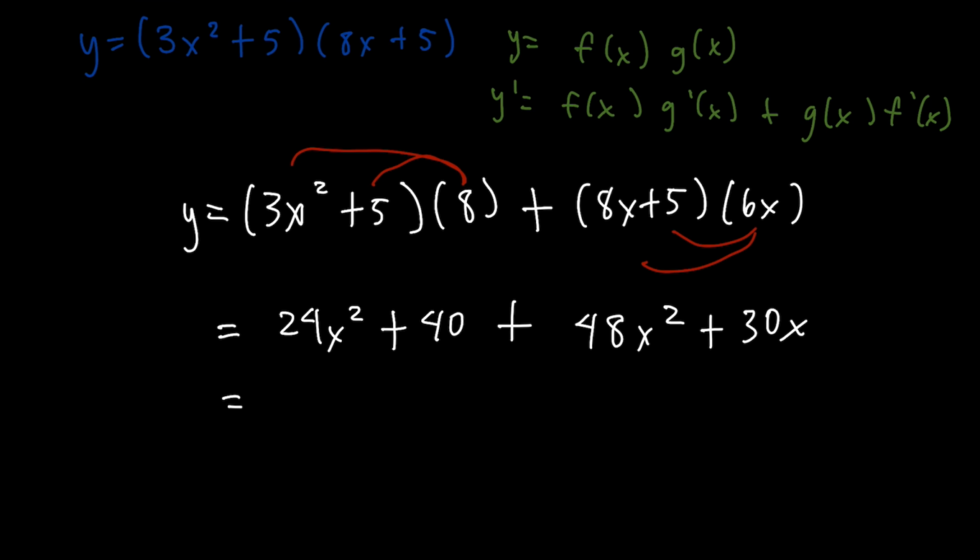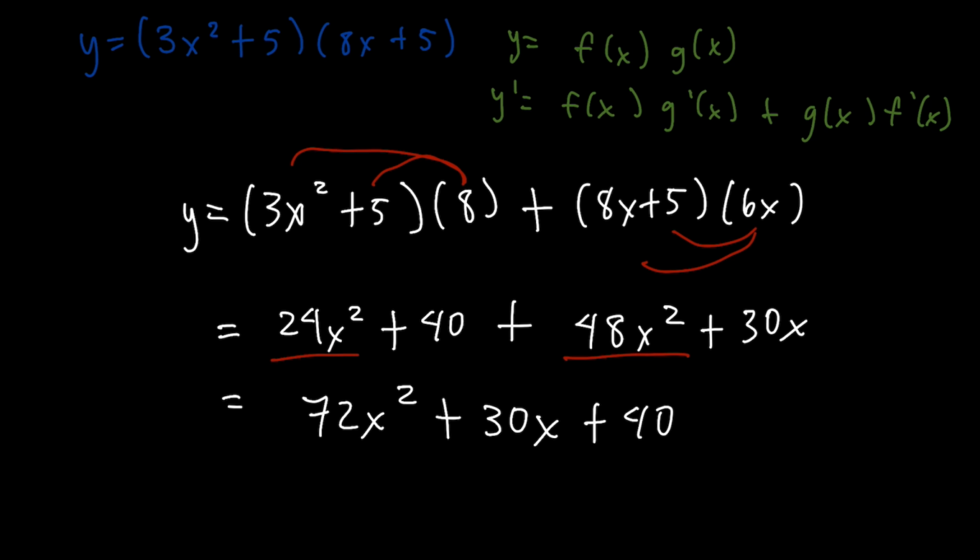Then we can combine 24x squared and 48x squared here. And 24 plus 48, that is 72x squared. Then let's copy the 30x and 40. I think I forgot the prime here. I think that's the final answer for the problem, since we can't further simplify it.